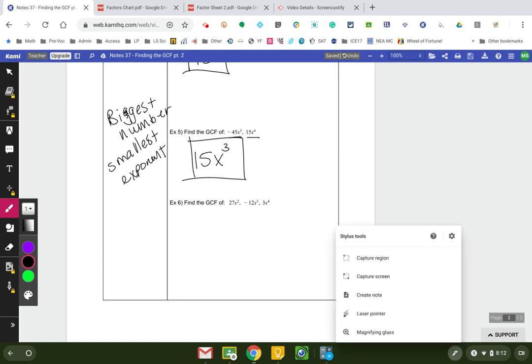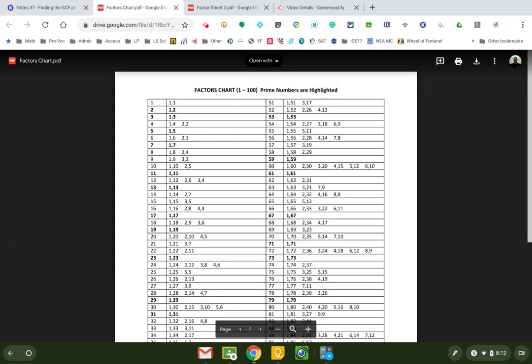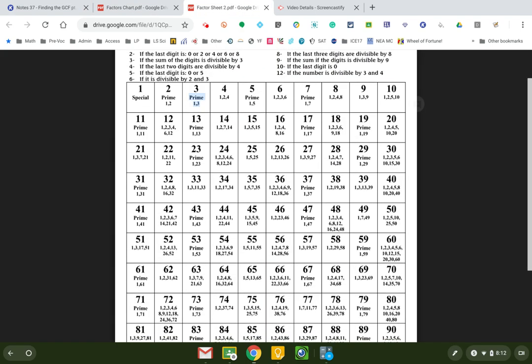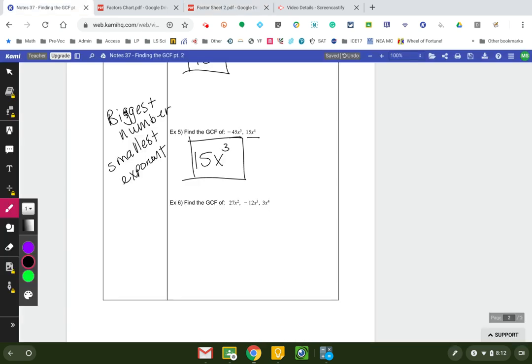So again, we're going to look for the number. So I have 27, 12, and 3. So I'm going to go to my factor chart and see. I'm going to go to this one. So I have 3 on this list. 3 is also on the list for 12, and it's also on the list for 27. So 3 is going to be my greatest common factor. And then I take the smallest exponent. So I have a squared, a third, and a fourth. So I take the x squared. And that is my answer.